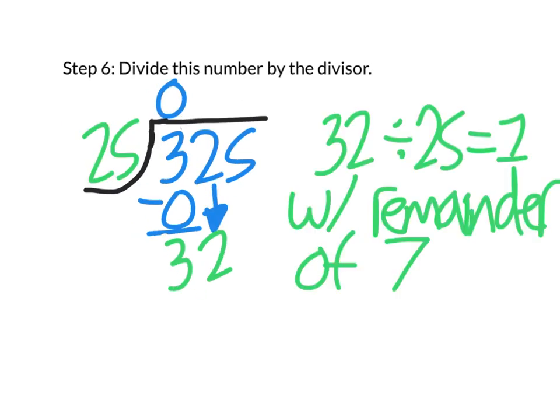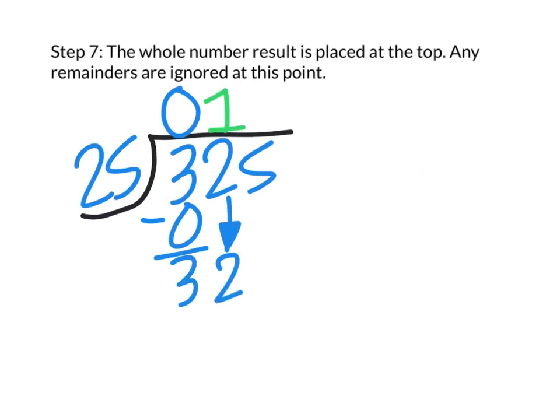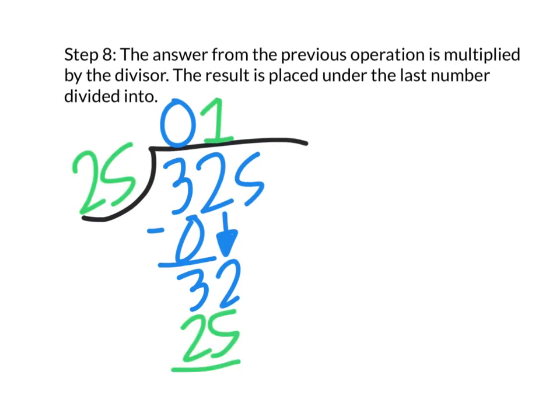From there, we divide that 32 by the divisor of 25, which gets us one whole number with a remainder of 7. From here, the whole number result of 1 is placed at the top. Any remainders are ignored at this point. From here, we take the answer from the previous operation of 1, multiply the divisor, 25, and then place it under the last number divided into, which would be 32, so we place it here.